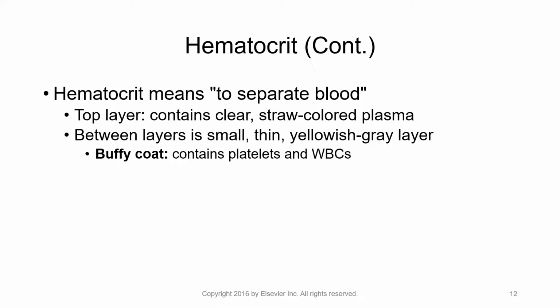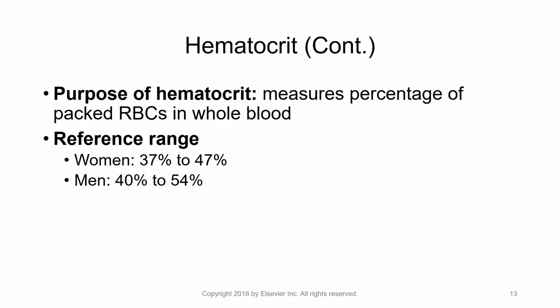It's basically just platelets and white cells. It's heavier than the plasma, but lighter than the red cells, so it forms its own layer. We call it the buffy coat. Very thin. The bottom layer is going to be all packed red blood cells. Okay? And with the hematocrit, you measure how much of the sample is packed red blood cells.